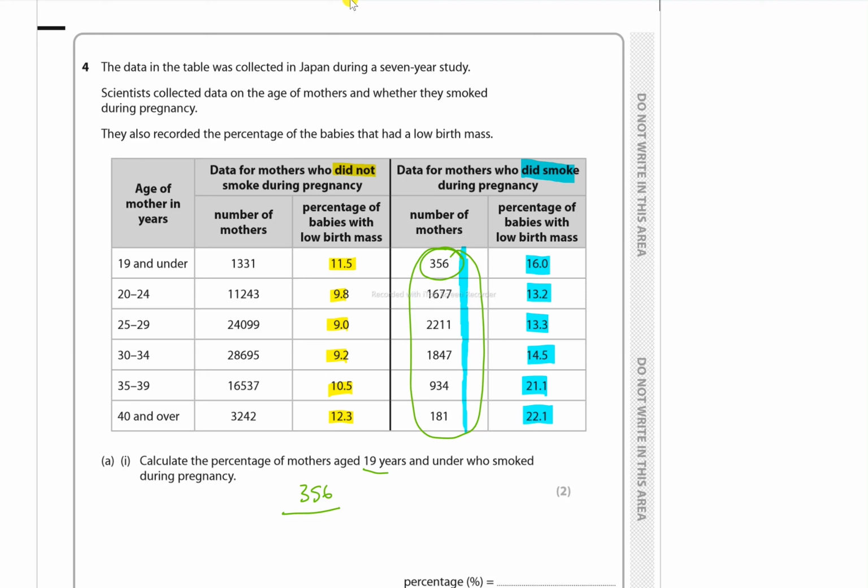Hang on. Oh, right, okay. Age, who smoked. Right, okay, no, they don't want that. They want only under 19s, not of the total mothers. Right, okay, yeah, so we need to add these two. So we do 1331 plus 356. How do you turn a fraction into a percentage? You multiply by 100. And your answer should be 21.2%. Right, okay.